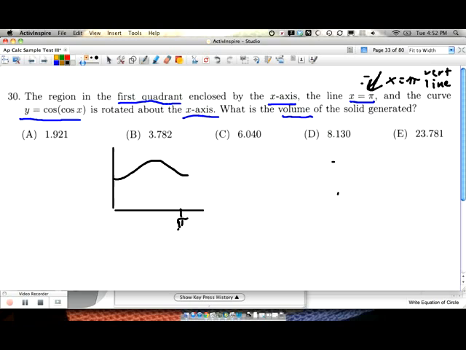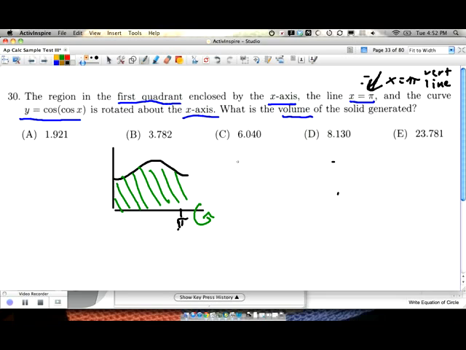So this is our function. Here's our area. Let's go ahead and shade this green. So we're taking this area, this entire area, and we're going to rotate it about the x-axis and create a volume. It's going to be an interesting looking solid vase.